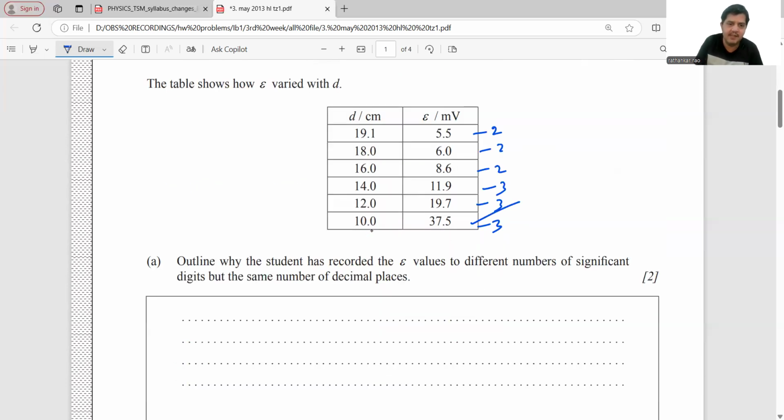So I can say the meter used, which one? EMF meter, or what you call a potentiometer or voltmeter. Voltmeter used has 1 decimal place. Instead of saying 1 decimal place, you can say 0.1 volt as its least count, the least measured value. That could be one of the reasons.